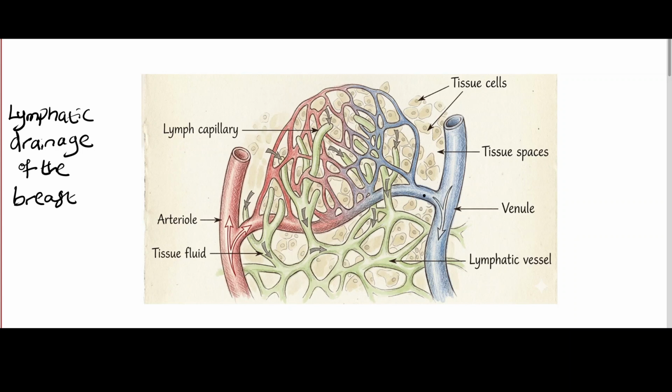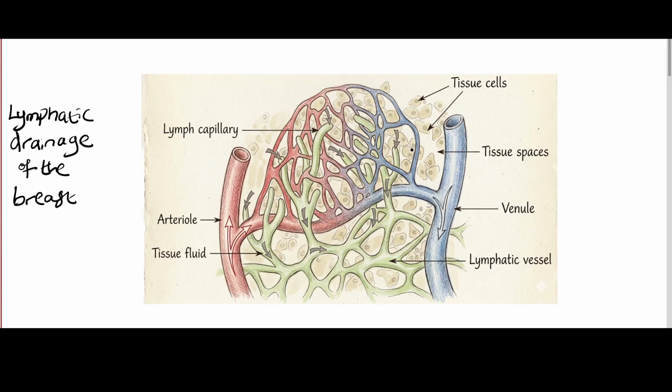Now as the blood continues towards the venous end, plasma proteins in the blood create oncotic pressure, which pulls this fluid back into the capillaries. However, not all the fluid returns. About 10% of the fluid remains in the tissues. This excess fluid is collected by the lymphatic vessels. So you have the lymphatic capillaries here that collect this excess fluid.